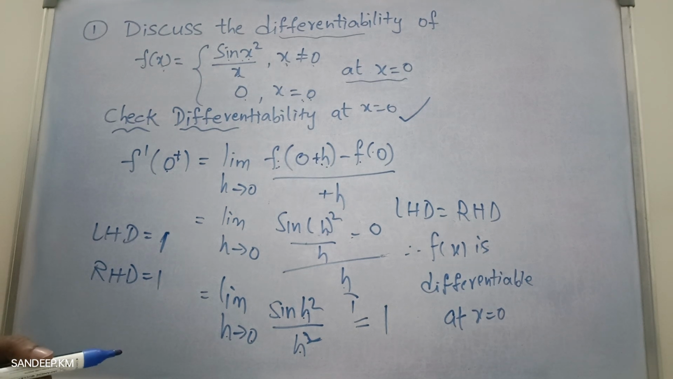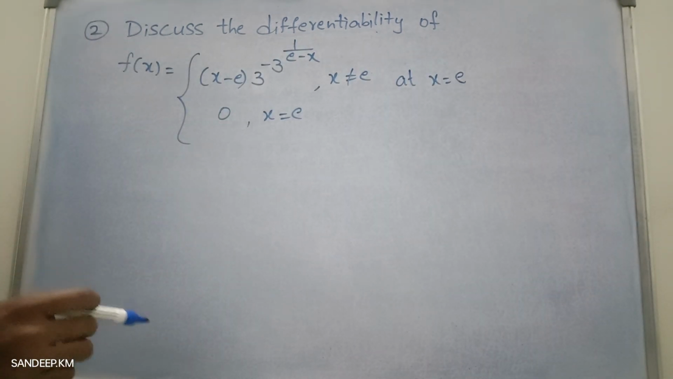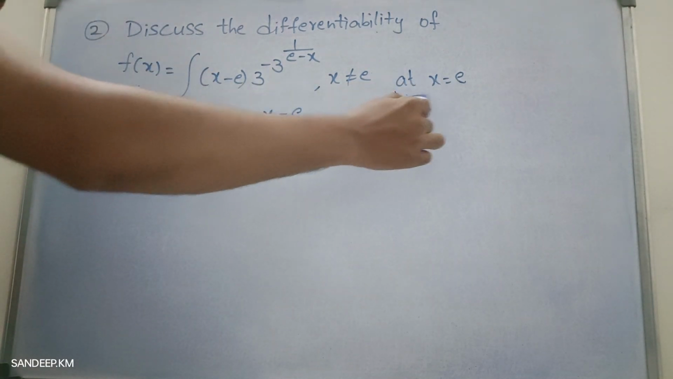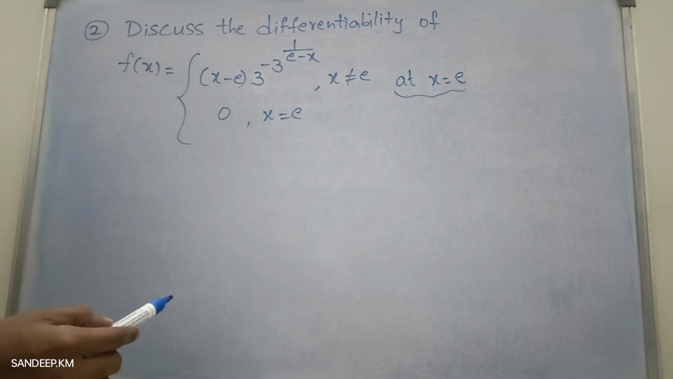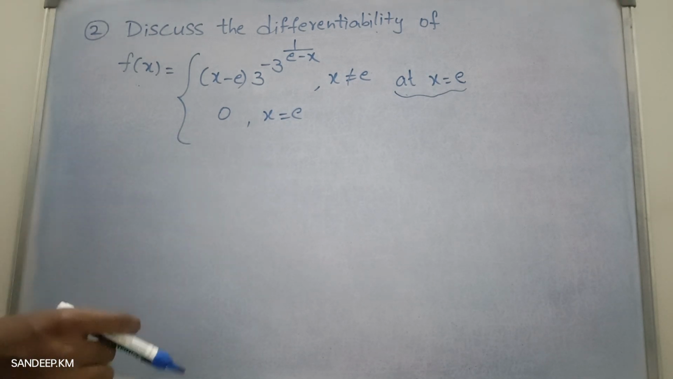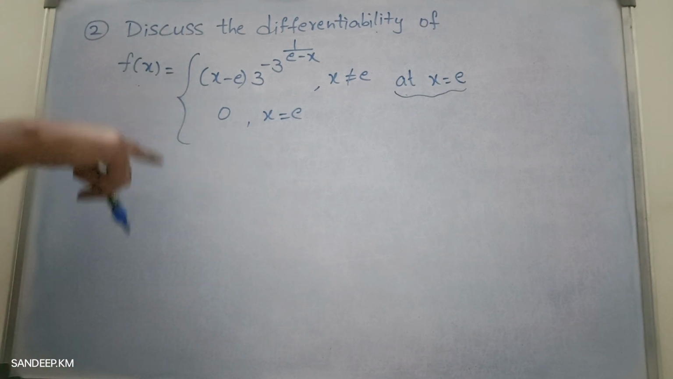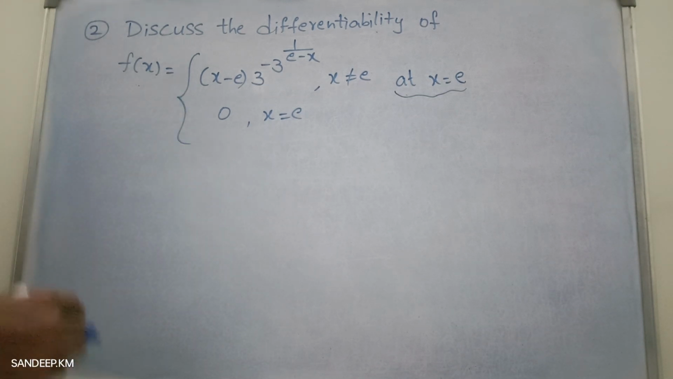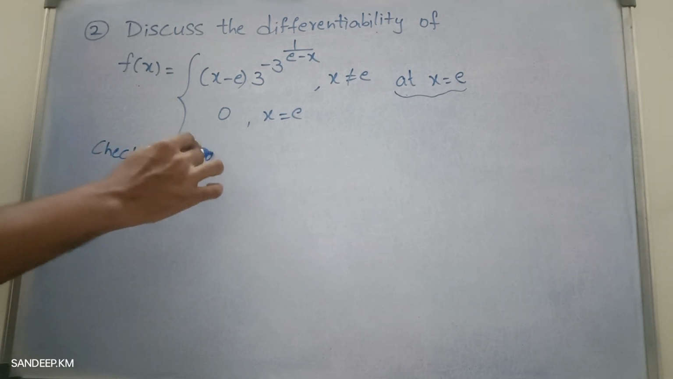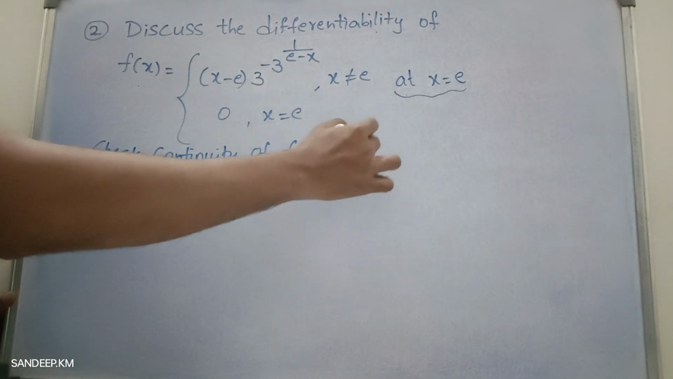Let us solve another question. Here is our second question. Discuss the differentiability of this particular function f of x at x is equal to e. At the point x is equal to e, we are supposed to check the differentiability of this function. Before checking differentiability, we are supposed to check continuity first. Let me check whether the function is continuous at x is equal to e or not. Okay, now I'm going to check continuity of f of x at x is equal to e.